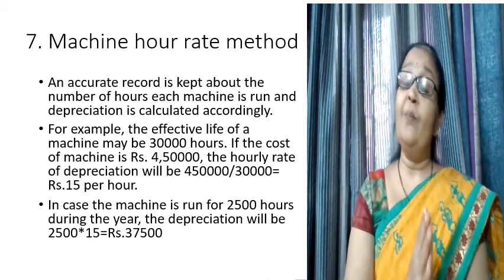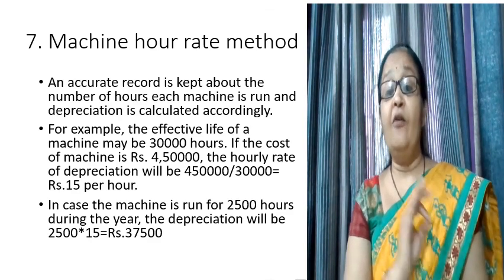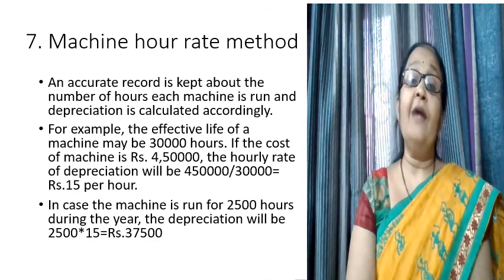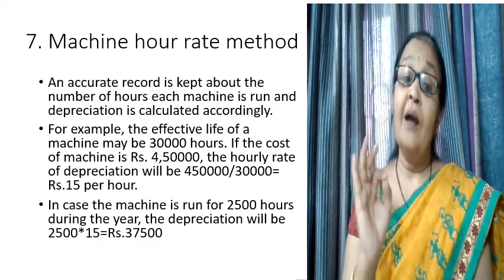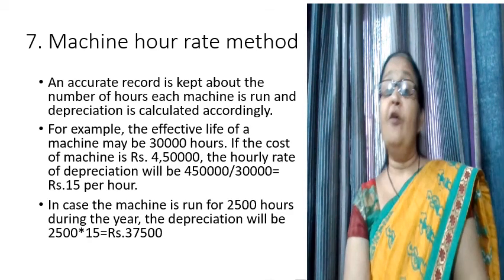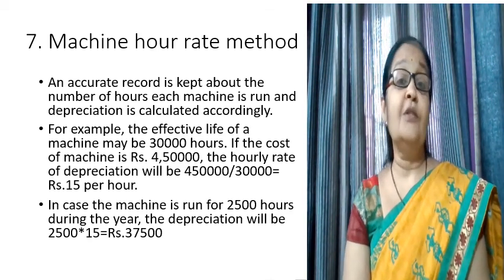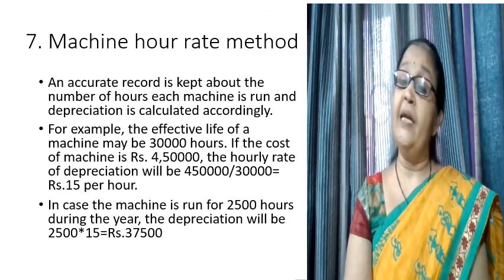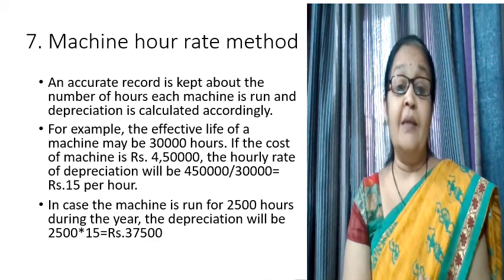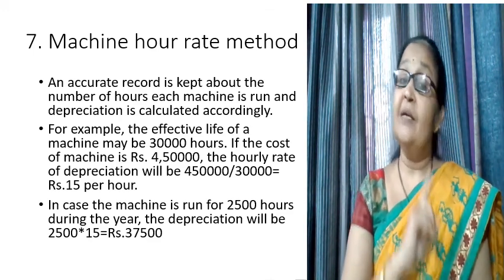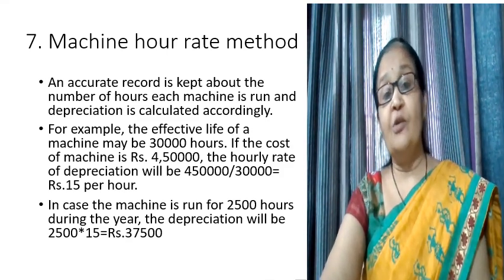Say for example, the effective life of a machine may be 30,000 hours. If the cost of the machine is rupees 4,50,000, the hourly rate of depreciation will be 4,50,000 divided by 30,000, that is rupees 15 per hour. In case the machine is run for 2,500 hours during a year, the depreciation will be 2,500 hours into 15, that is rupees 37,500. This is how the depreciation is calculated.